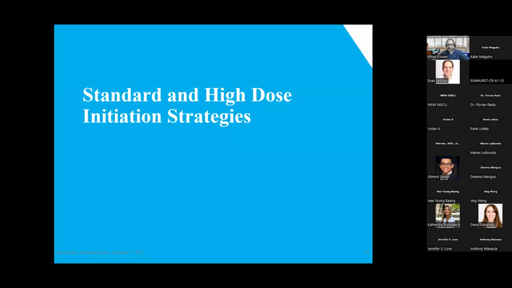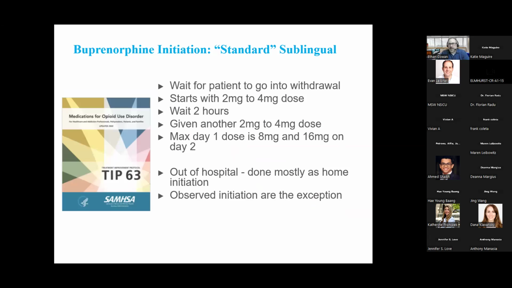Okay, I'm running out of time. So how do we actually do treatment initiation? There's a bunch of different treatment strategies, standard and high dose. We've been doing treatment initiation for a long time. This is TIP 63, the published guidelines from SAMHSA, and this is the way we did things pre-fentanyl.